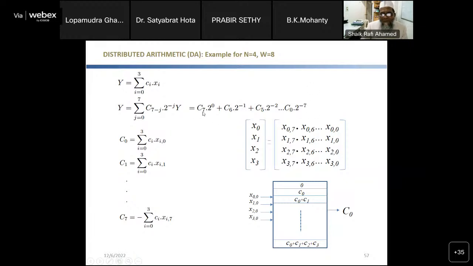This is nothing but shifting. 2 raised to the power of minus 1 is a shift, 2 raised to minus 2 is a shift, and then you add. So the entire inner product is just transformed into shift and add. If I compute the capital C7, C6, C5, and so on up to C0, then by using shift and add operations, I can obtain the final output Y, which is the inner product. How to obtain C7, C6 and the rest? We can implement this using a lookup table.